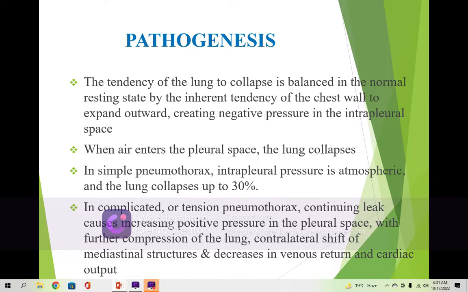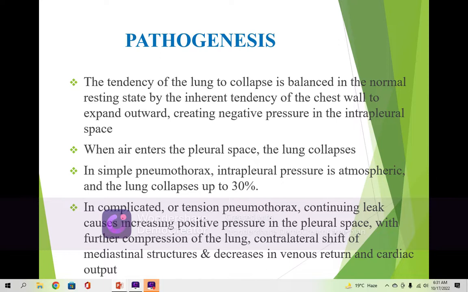Now, it is a large amount of air with a continuing leak, increasing positive pressure in the pleural space. The air is sucking inside, for example in the valvular type, with further compression of the lung, contralateral shifting of the mediastinum, and decrease in venous return and cardiac output, because it is pressurizing the muscle of respiration, that is the diaphragm.